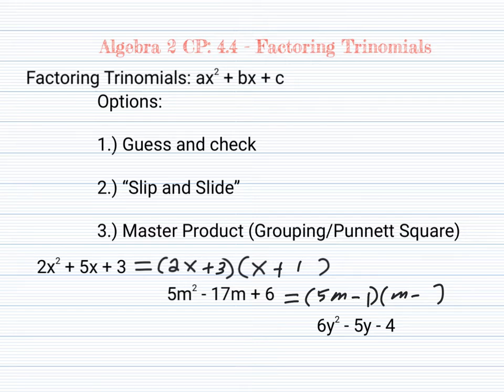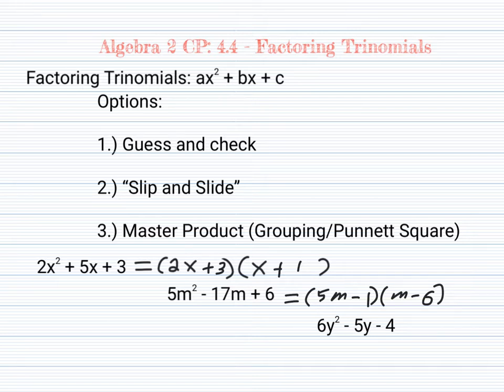So I'll try the 1 and the 6. I know the first and last are going to work. 5m times negative 6, though, is negative 30m, and negative 1 times m is negative 1m. That outside, inside, those combine to negative 31, which does not match the negative 17 in the middle. So I know that that's not the result that I want.